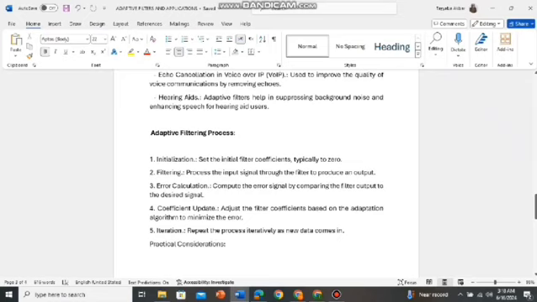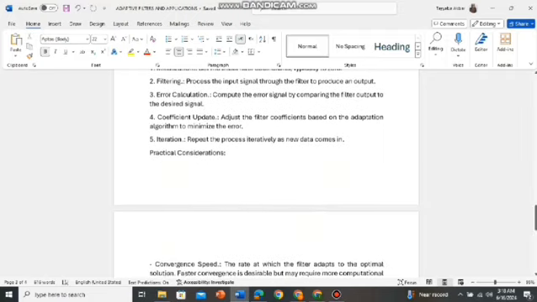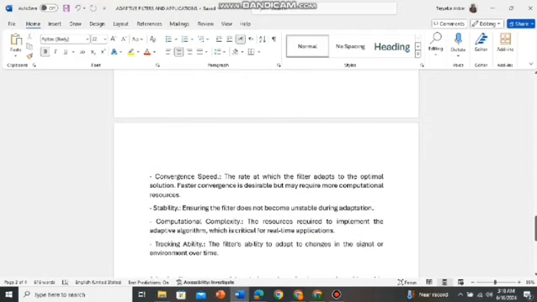The first step is to set up the coefficients, which are typically zero. The next is the filtering process, where the input signal passes through the filter to produce output. Then error computation, where the error signal is computed by comparing the filter output and the desired signal, and the coefficient update adjusts the filter coefficients based on the adaptation algorithm. And we have then stability, computational complexity, and trackability.